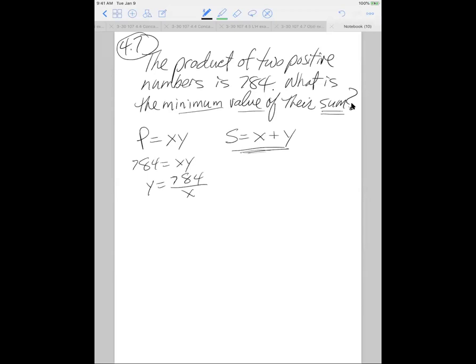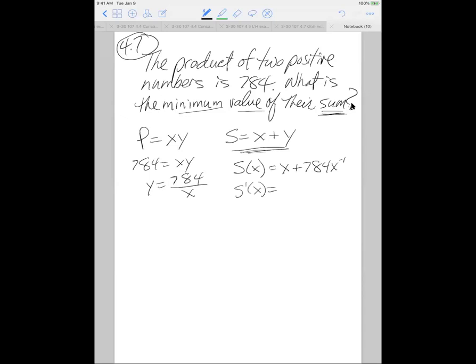We end up with an equation, and I'll convert that to x to the minus 1 over here, so that the sum equation, which I'll call S of x since I'm getting rid of the y, equals x plus 784 x to the negative 1. That puts it in a format I can take the derivative of. I need to take a derivative, set it equal to 0, and solve for x. Remember, the answer is the minimum value of their sum. So x isn't the answer, the sum is the answer.